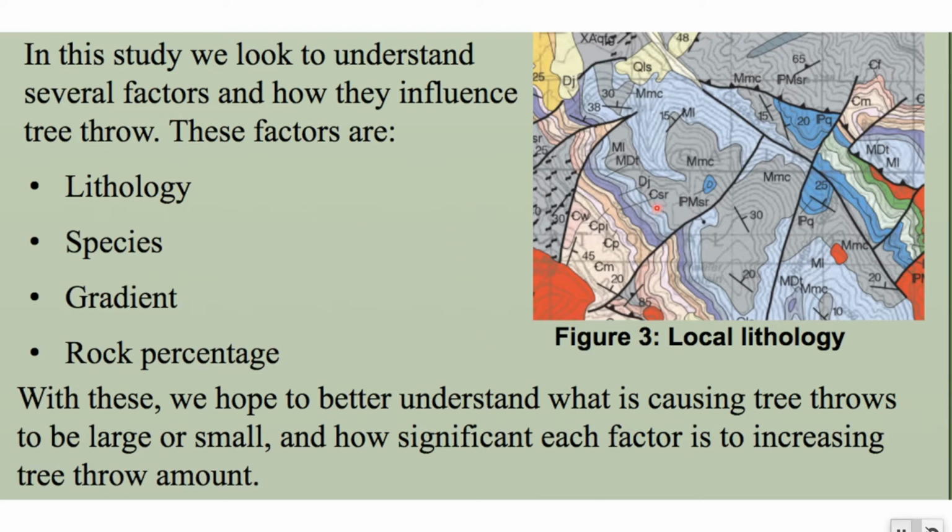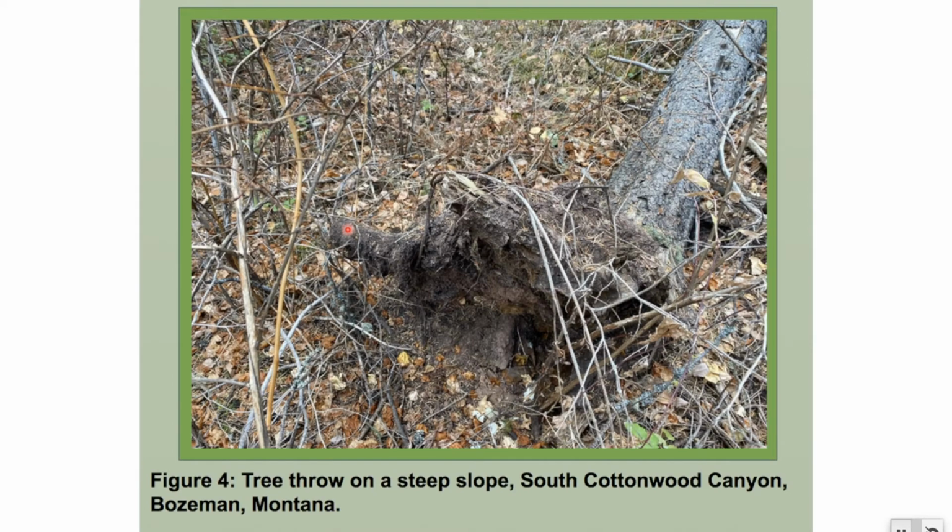So this figure is just looking at the local lithology, and we were generally in this area with MMC and ML, which is Lodgepole Limestone is ML and Mission Canyon is MMC. These are both part of the Madison group, which is mostly limestone that was formed 360 to 323 million years ago. And this is just a general picture of a tree throw. You can see the pit that's formed and all the sediment that comes up with the tree.